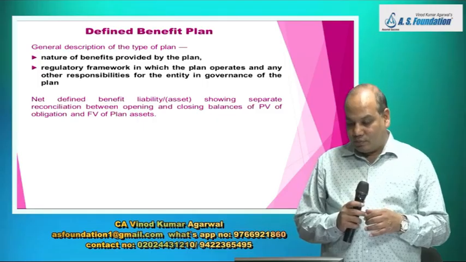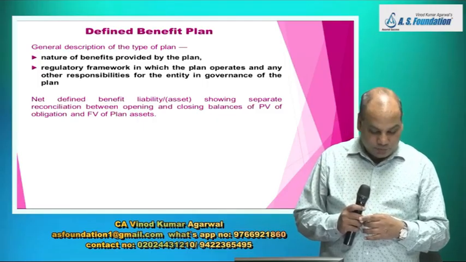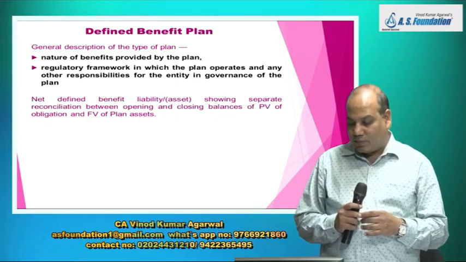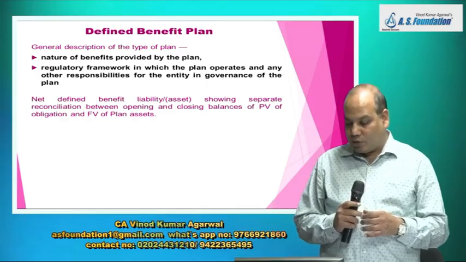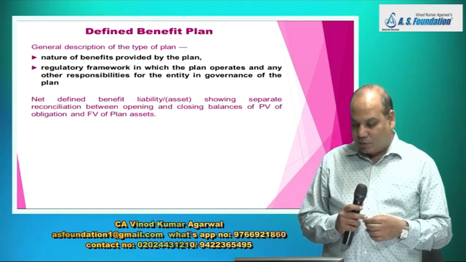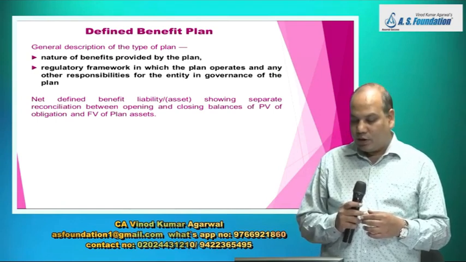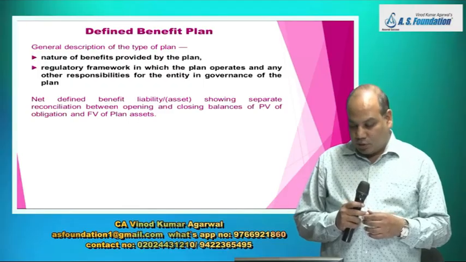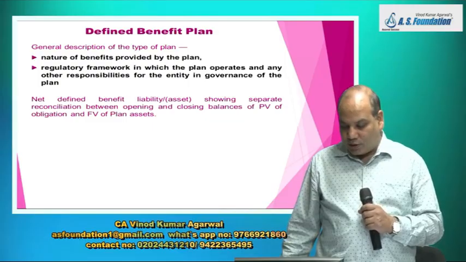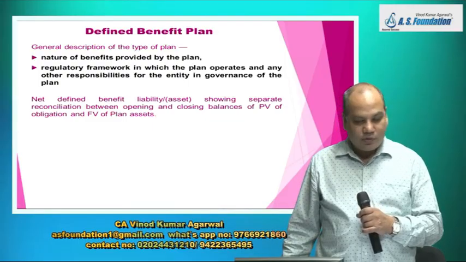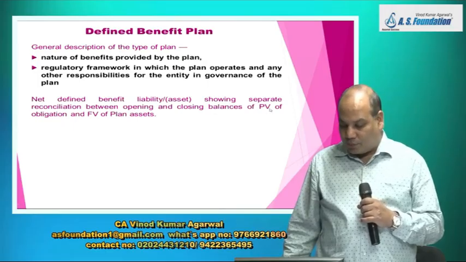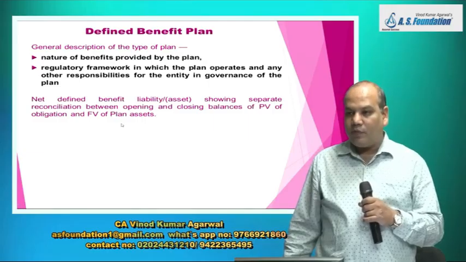General description of the type of the plan. And then you have to disclose under that the nature of benefit provided by the plan, regulatory framework, like for example payment of gratuity act, in which the plan operates, and any other responsibility for the entity in governance of the plan. Next disclosure is net defined liability or asset, showing separately, this we have discussed just now, reconciliation between opening and closing balance of present value of obligation and fair value of plan asset.